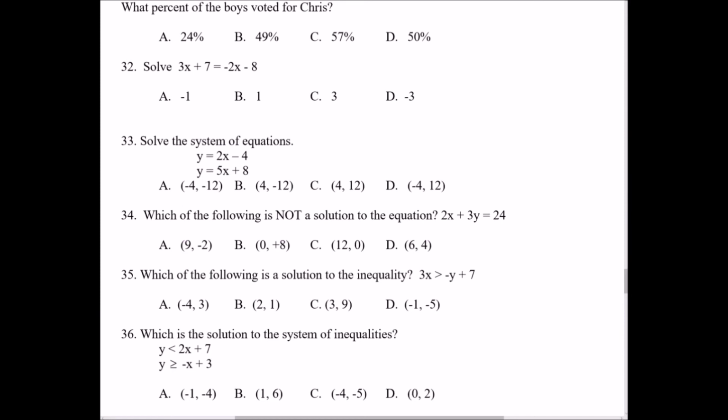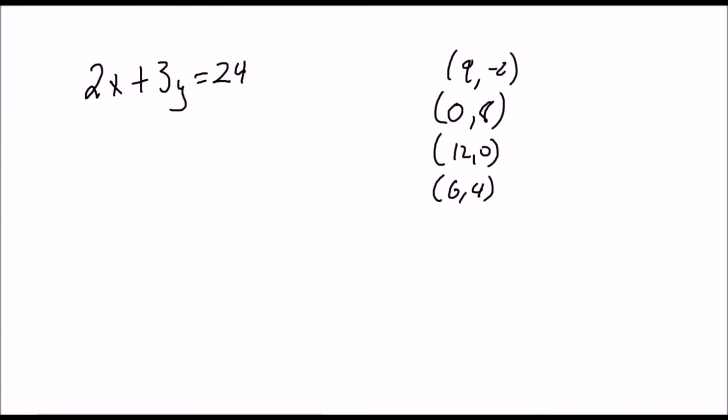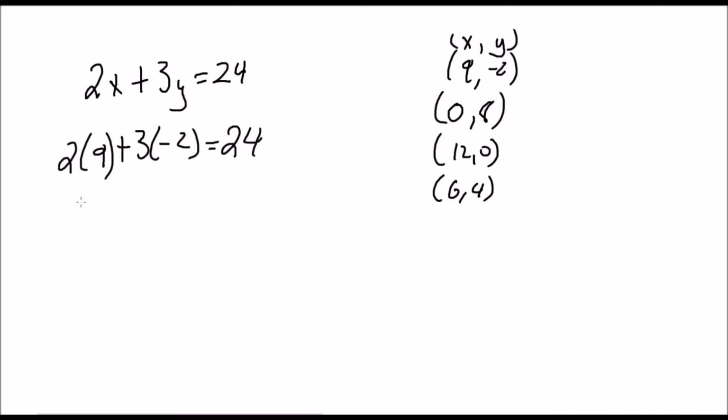So what are we going to do? Well, to me, the easiest way to do this is plug and chug and go from there. So we're going to start with option A. This of course is our x value, and this is our y value. So anywhere we see an x, we're going to put 9, and anywhere we see a y, we're going to put negative 2. And we're going to see if that is equal to 24. 18 plus negative 6 does not work. We're at 12, and that does not equal 24.